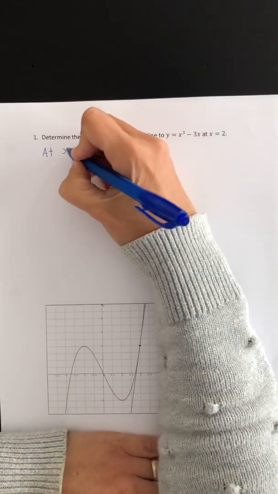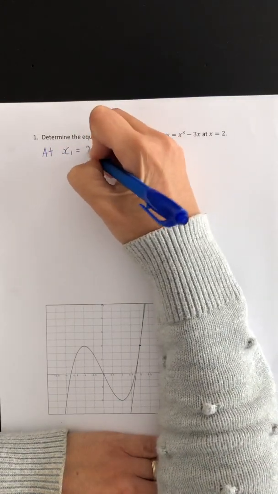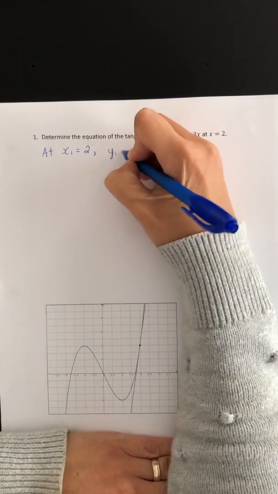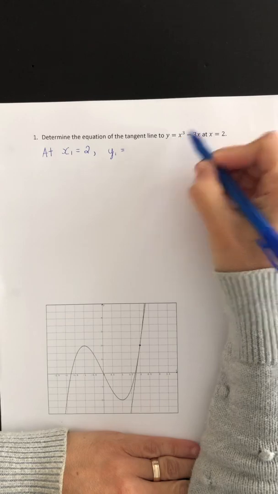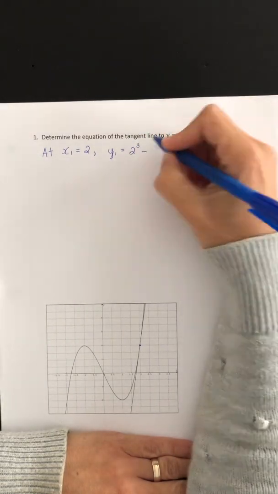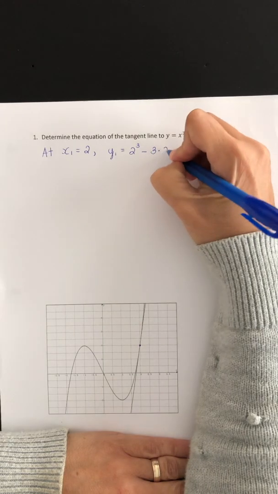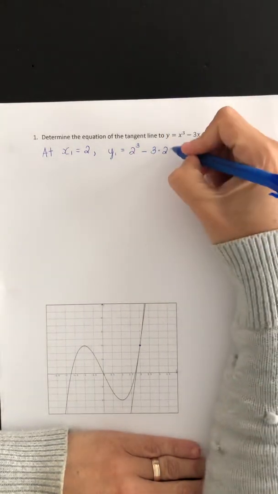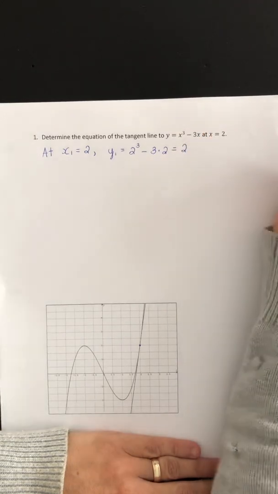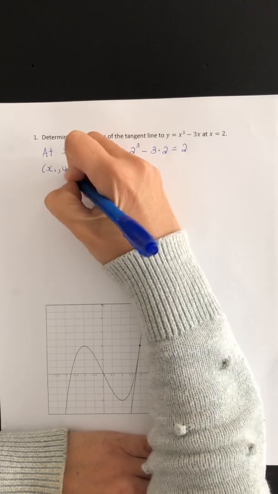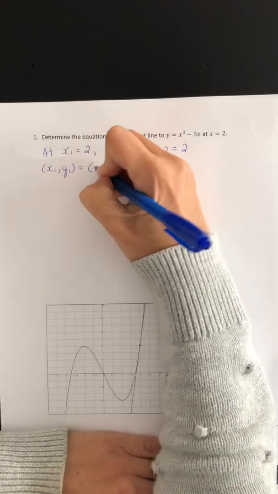when we use an x1 value of 2, what will y1 be? So y1 will be 2 cubed minus 3 times 2. In other words, it's going to be 8 minus 6, or 2. So now we have the point of interest, and it's the point 2, 2.